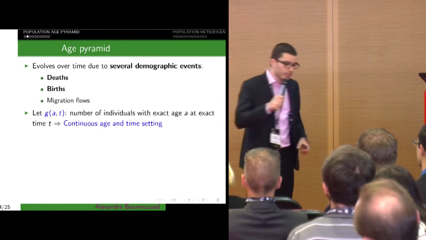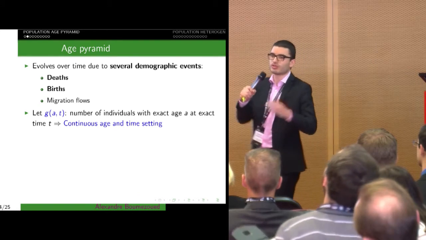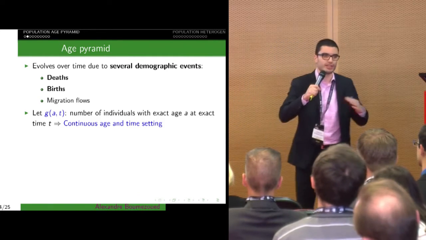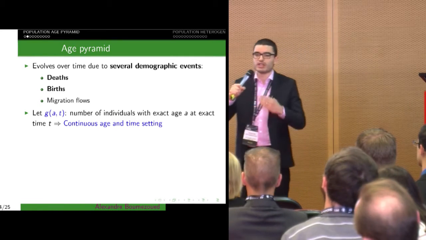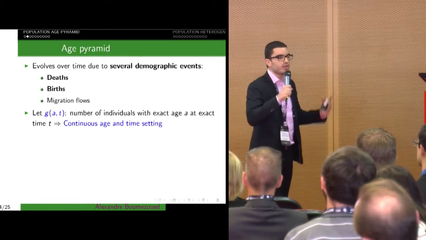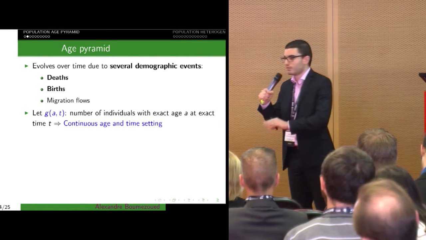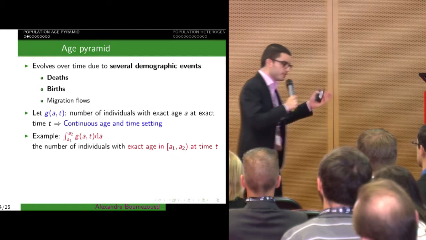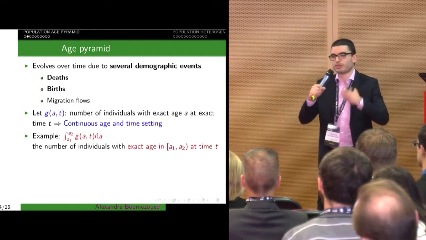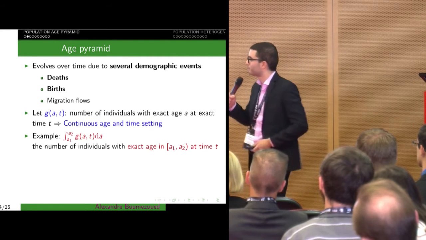You are here in a continuous age and time setting. So age A is continuous. Sorry for the acronym notation, but age is A for us. Age is continuous, time is continuous, and G(a,t) is something like the average quantity of individuals with continuous age a and continuous time t. For example, you can integrate between A1 and A2, then you recover the number of people aged between A1 and A2 at time t.